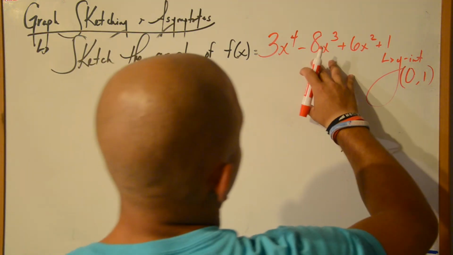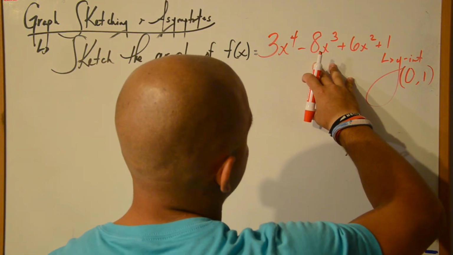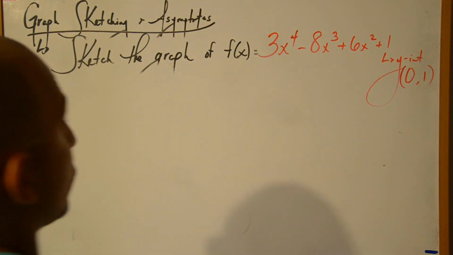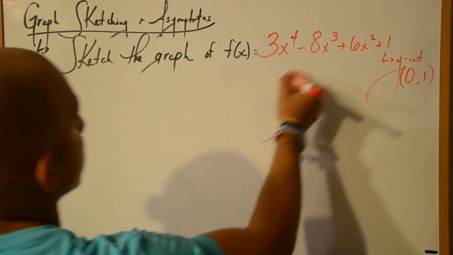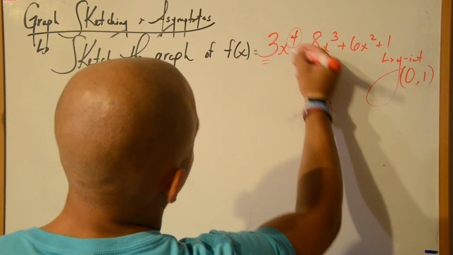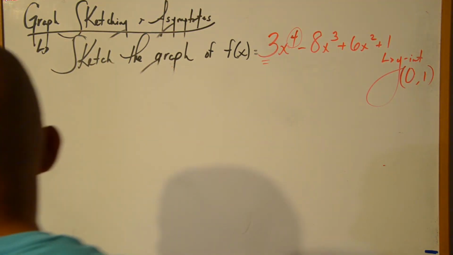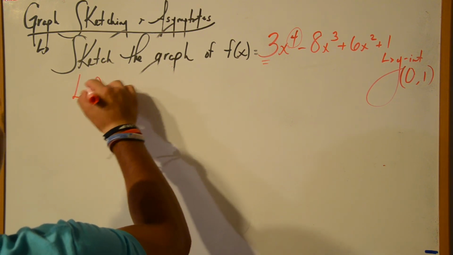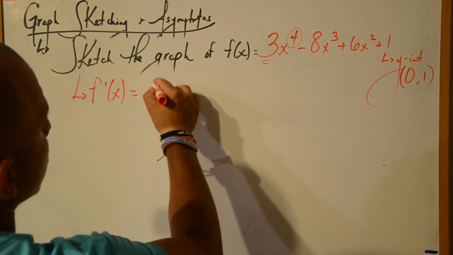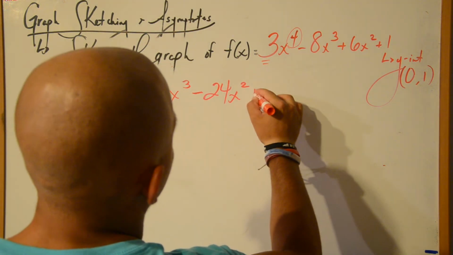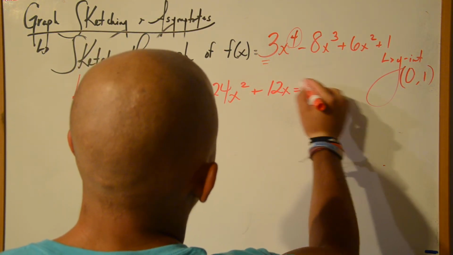In this case, I'm not really going to worry about the x-intercepts because I'm not concerned with that. But I am concerned with increasing and decreasing behavior of the function. I know there's a positive leading coefficient with an even degree, therefore I'm going to have parabolic behavior. If we take the first derivative, 12x cubed minus 24x squared plus 12x, and set that equal to 0.